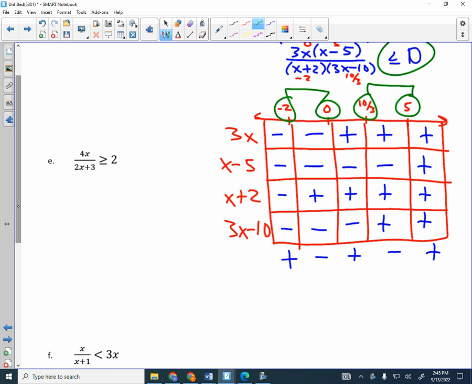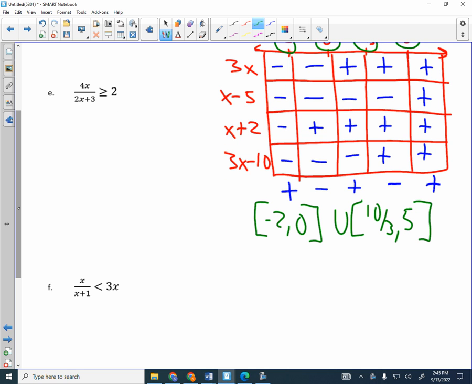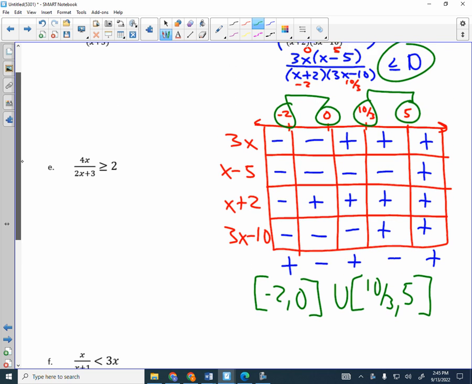Now here's where we have one small issue right here. See the bracket? Everybody wants to write negative 2 to 0 union 10/3 to 5. If you did this work on the test, I would give you all the credit except I have to take off a half a point. And here's just the one last thing that kind of messes people up that I just want to show you.